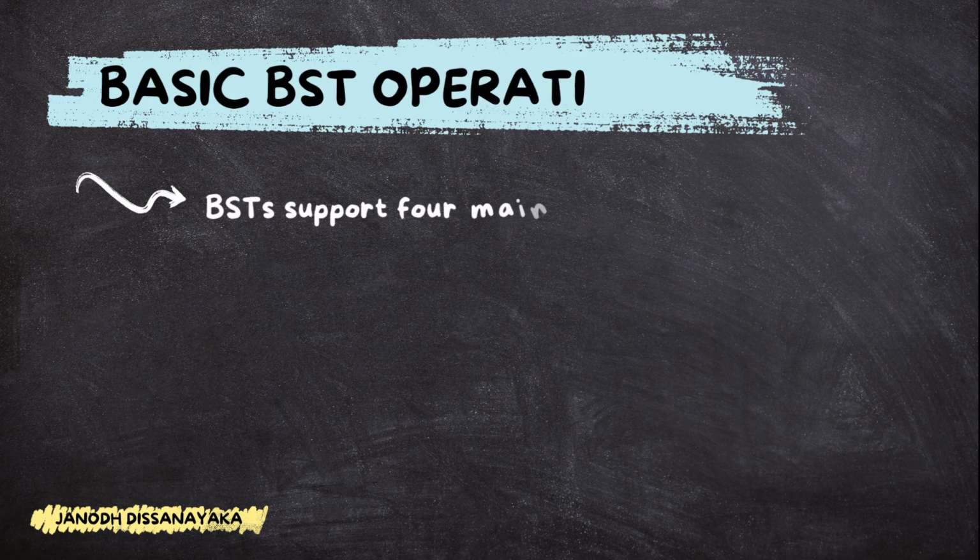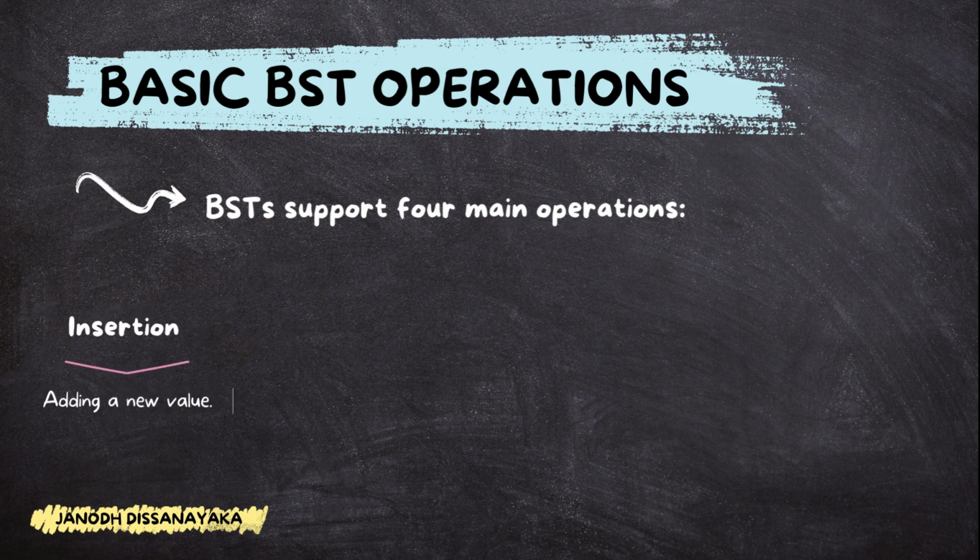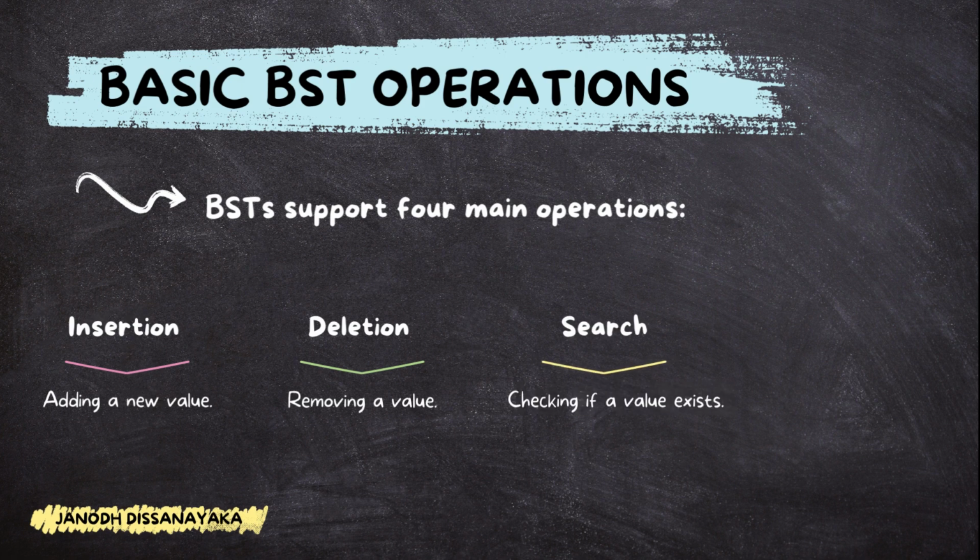Binary search trees support four main operations. Number one, insertion: add a new value. Deletion is the operation used to remove a value. Search: checking if a value exists. Traversal is the operation used to visit all elements in order, pre-order or post-order.